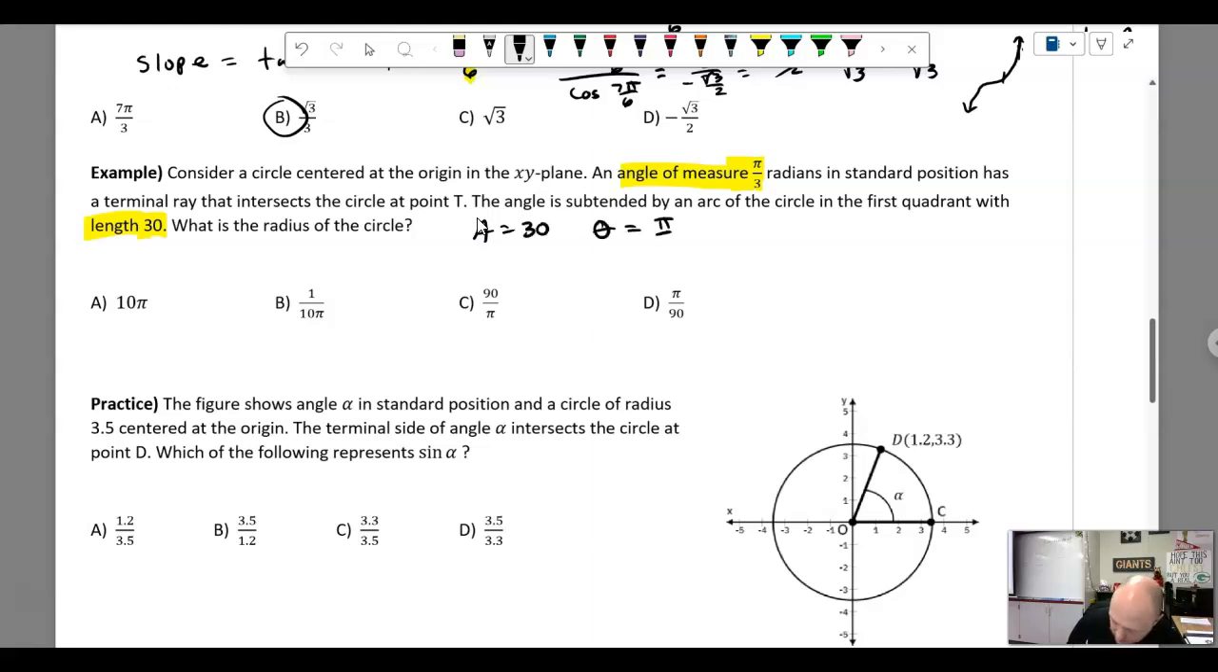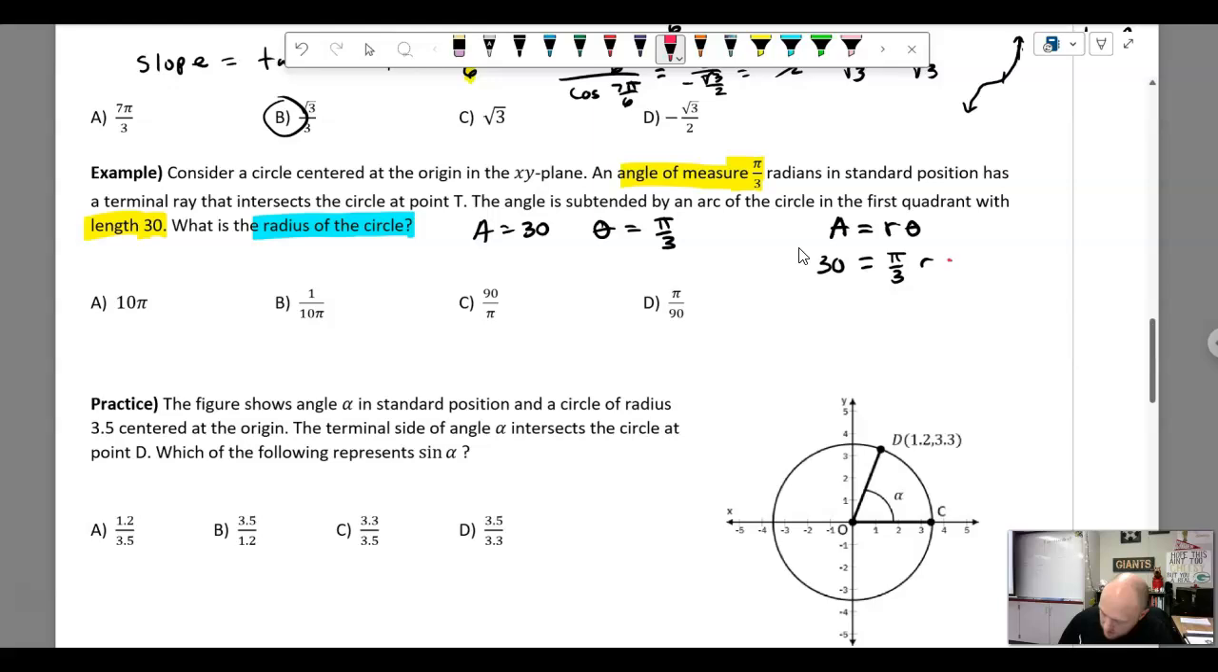They said pi thirds. They say, what's the radius? So usually when they give you arc, you need that one formula, and that one formula is A is equal to r theta. Okay? So they'll give you two of these three amigos, and you have to solve for the other. So arc is 30. I know theta is pi thirds, and I have to solve for r.